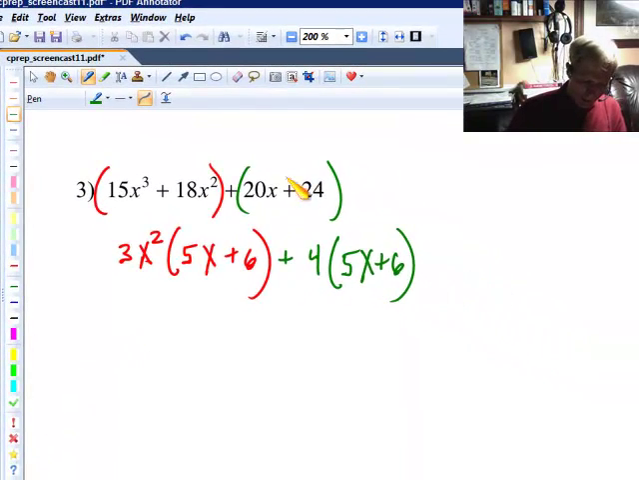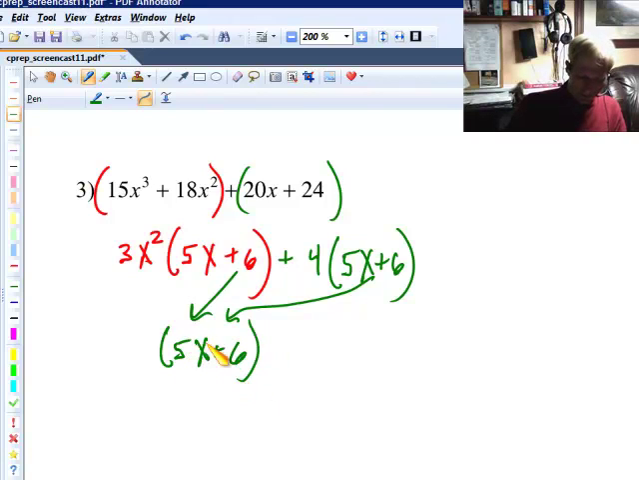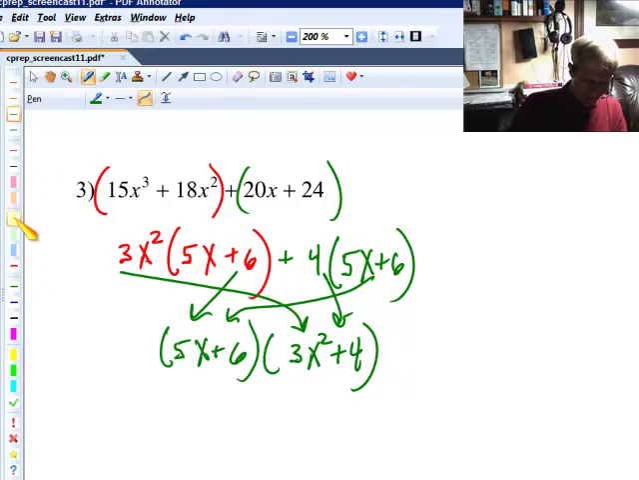Alright, now I'm going to move the 5x plus 6 down here, move 3x squared plus 4 there, and I am all set. And that is my factored form.